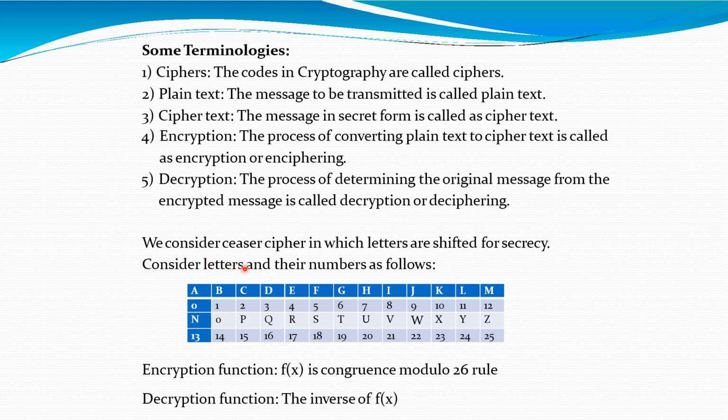We consider Caesar cipher in which letters are specified for secrecy. Consider letters and their numbers as follows. So for A to M, 1 to 13, we are denoting them by 0 to 12. So instead of 1, we are starting with 0. So for A to Z, the numbering will be 0 to 25. Now what is the encryption function? f(x) is congruent modulo 26 rule, and the decryption function is the inverse of f(x).